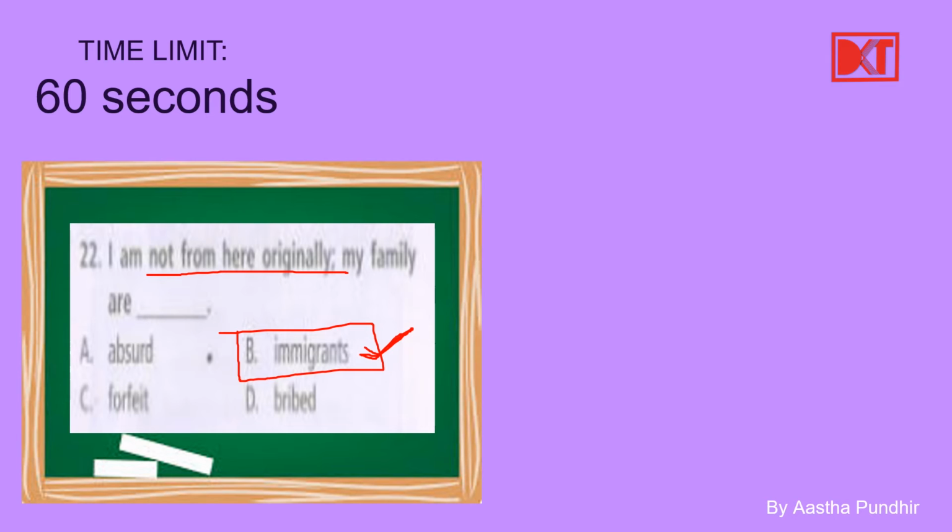Okay. Now the other options, like absurd. Absurd is an adjective which can be used for something that is weird. Then we have forfeit. Forfeit can be used as a verb showing the action of giving up something. Then we have bribed. Okay, bribed as a verb can be used for tricking someone into something, or paying money or certain cash or kind to get something done. Okay, here the correct answer is B. Immigrants, which is a noun.